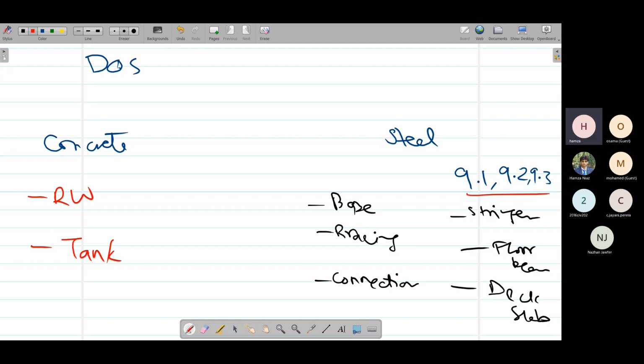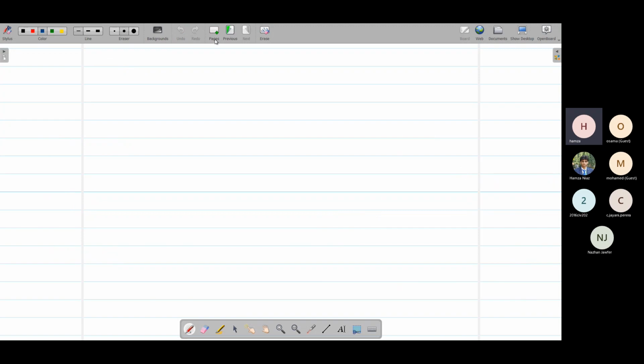For Sir Rash's part, these are comparatively simpler. The base plate and bracing are simple; only the connection is a little bit difficult. So if you get any problem in this, just message me. We can do some meeting for this. But the retaining wall and tank are the two major topics, and 20 marks of the paper would come from these. So we're going to discuss these topics.